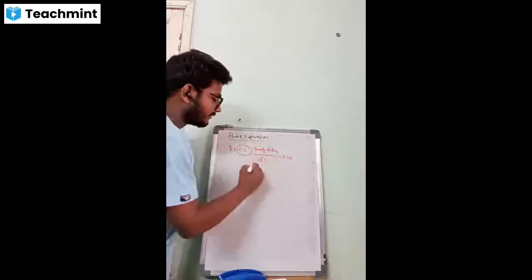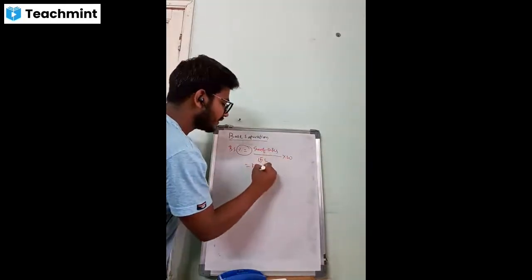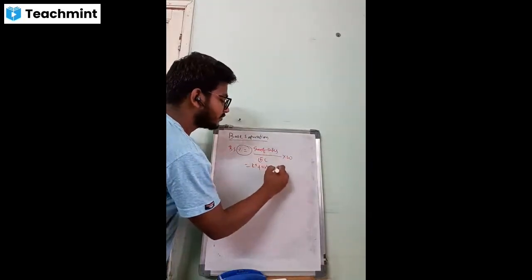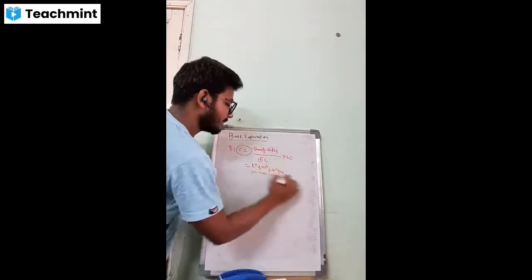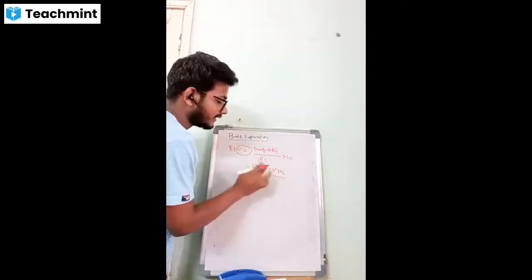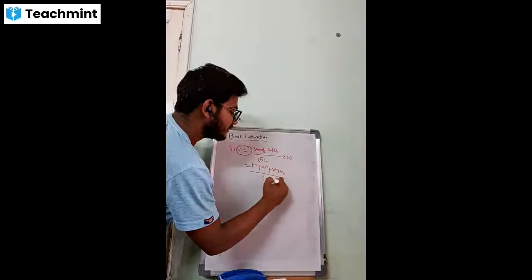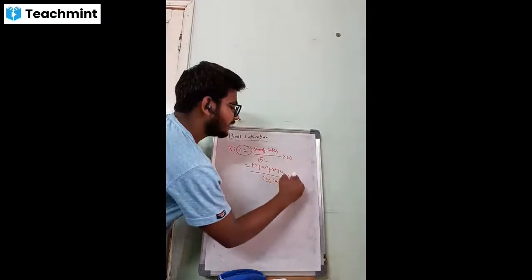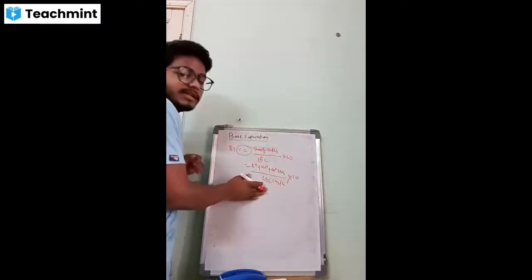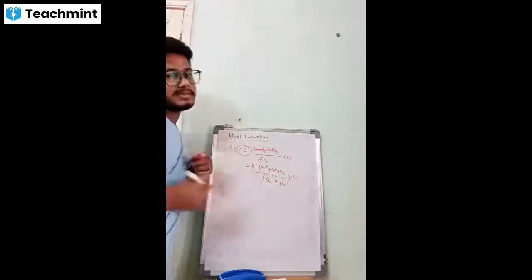Sum of bases will be given like K+, Na+, Ca2+, Mg2+. These are the bases we have right now. Divided by CEC, that will be milliequivalent per liter, into 100. So this will give you the base saturation percentage.